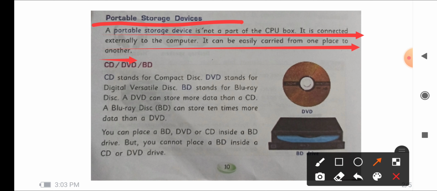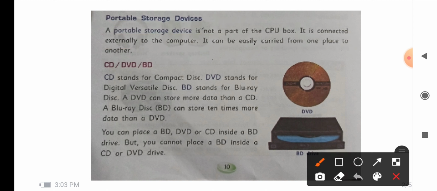Now, when we talk about portable storage devices, from the word portable, you will understand that you can store data in it, but it is not a part of the CPU. We can connect it externally, in the sense we can connect it with our computer from outside. Portable storage devices can be moved from one place to another. We can carry it from one place to another with the data in it.